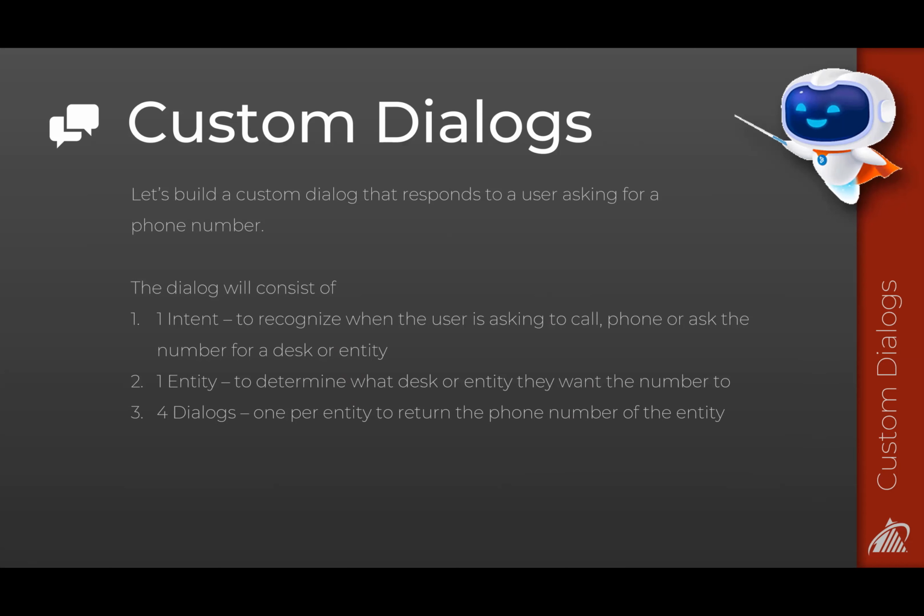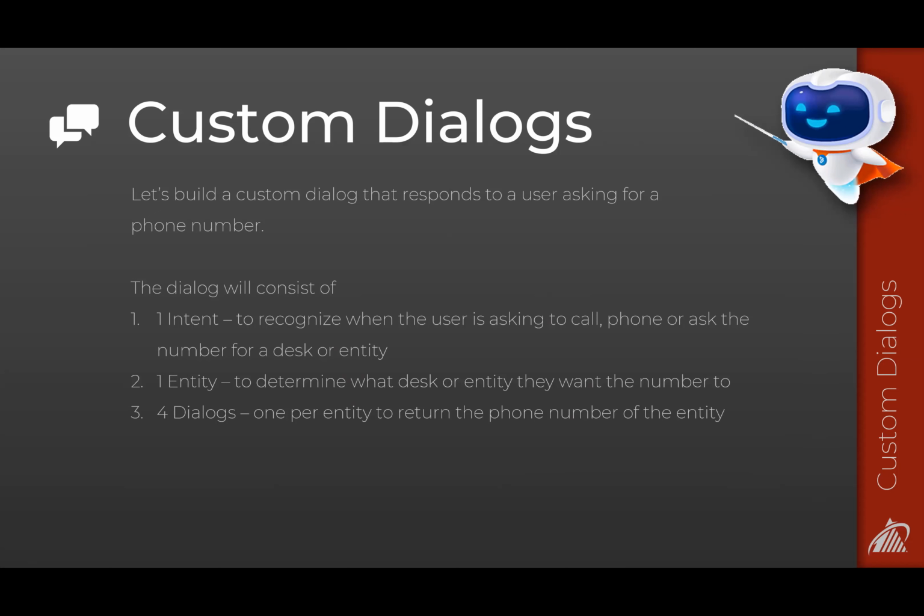So our custom dialogue will be recognizing when the user wants to call someone, right? So maybe they want to call someone, or they want to phone someone. They're going to ask for the number, right? We've got to keep all these different little things in mind as we're building up this conversation. And we want to get a little bit more granular on it.